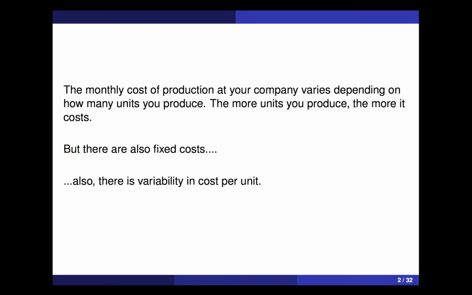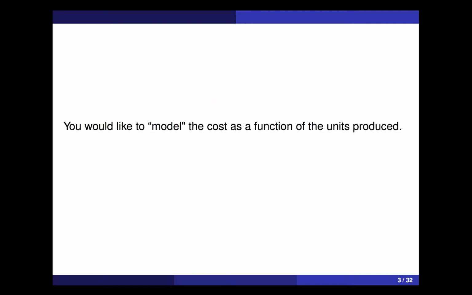Suppose you work for a company and you produce some commodity, and the monthly production costs vary depending on how many units you produce. The more units you produce, the more it costs. And there are also some fixed costs involved, and also some variability in the cost per unit due to cost of raw materials varying and any number of other factors. So you'd like to model the cost as a function of the units produced. This will allow you to make predictions or forecast the production costs given the number of units produced.